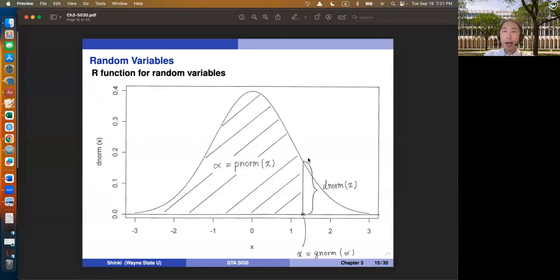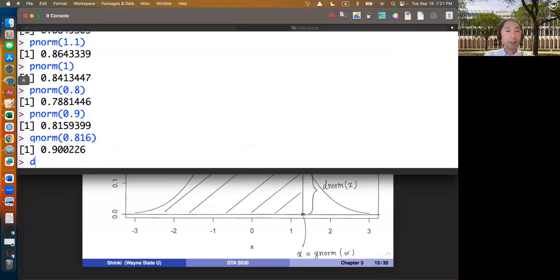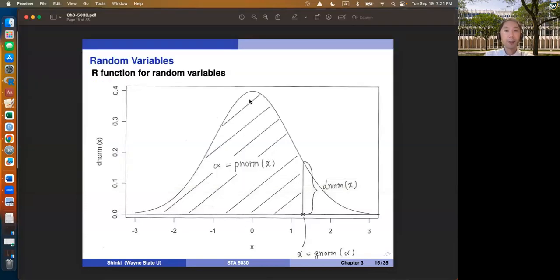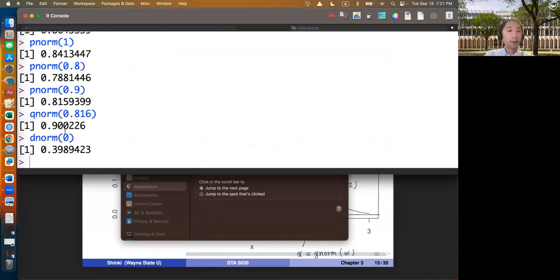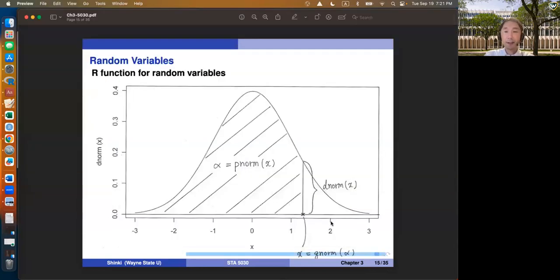And dnorm is the height of this function. For example, if you plug in 0, dnorm of 0 is the height of the highest point. You can type dnorm of 0. That is approximately 0.399, and you can see that here. If you input a larger value, dnorm of maybe 2 is 0.05. dnorm of 2 is this height, so it's very low, 0.05, and so on.